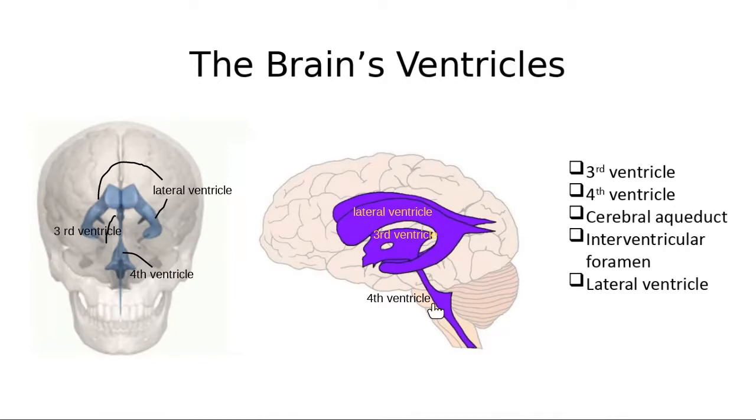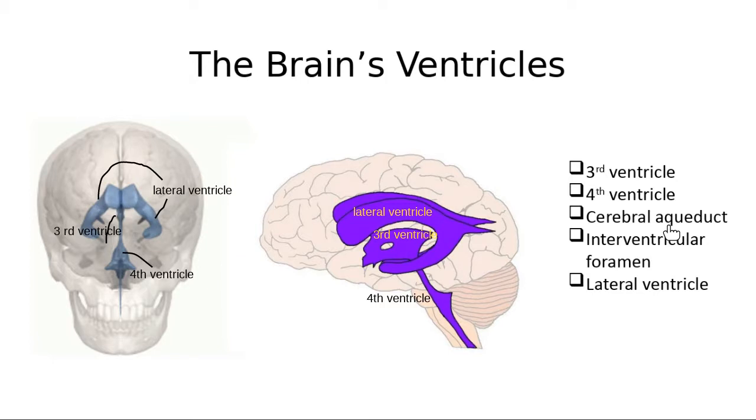In addition to knowing where the ventricles are, we also need to know the names of the tubes that connect these ventricles to each other. So we've got two tubes. One of them is called the Cerebral Aqueduct, and one of them is called the Interventricular Foramen. The one that is easiest to see is the Cerebral Aqueduct.